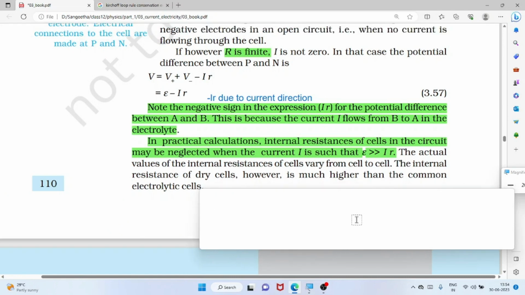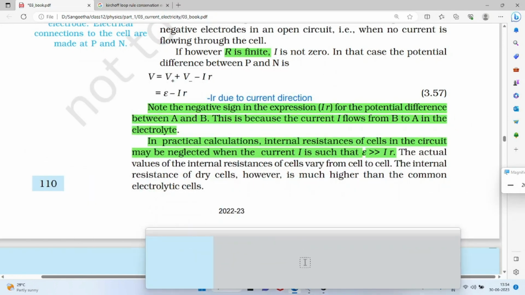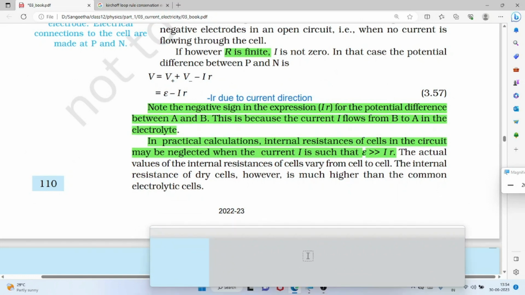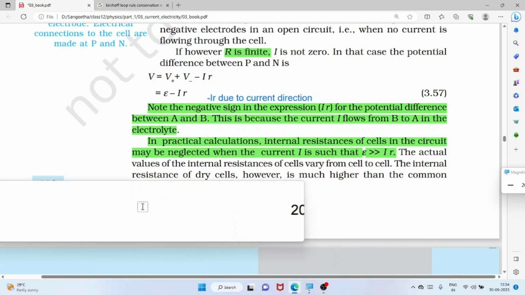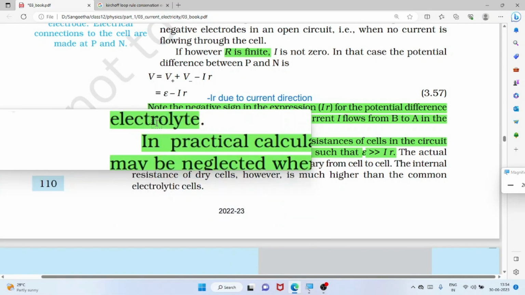Note the negative sign in the expression for the potential difference between A and B. This is because current flows from B to A. Current flows from B to A in the electrolyte.